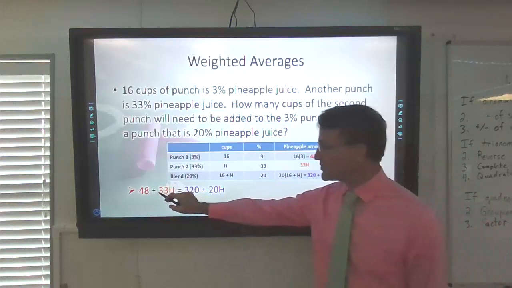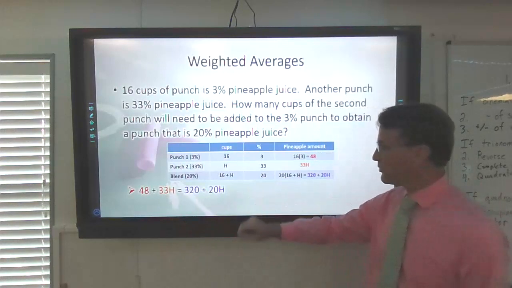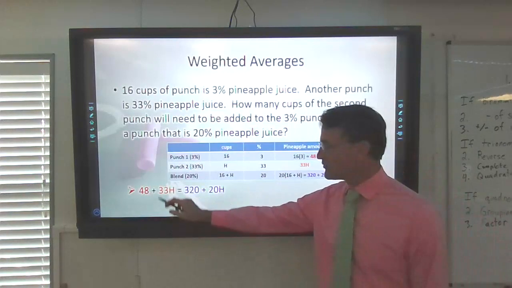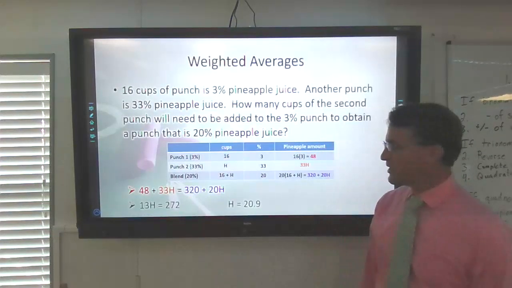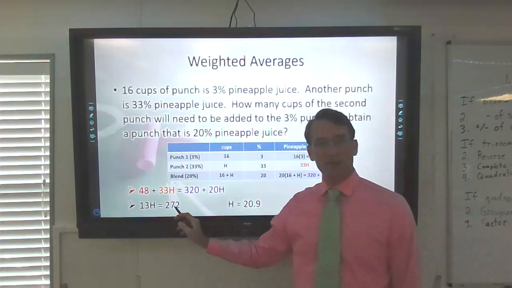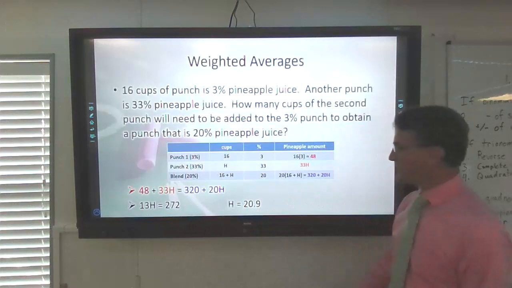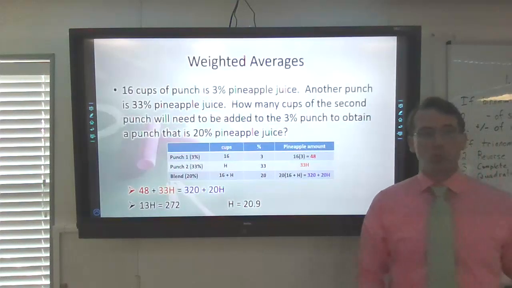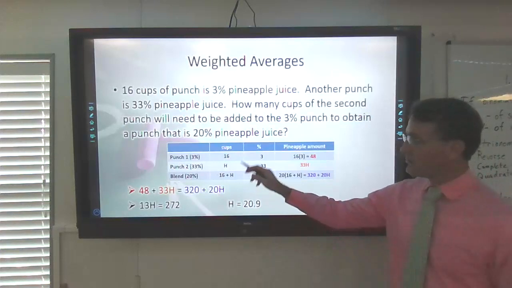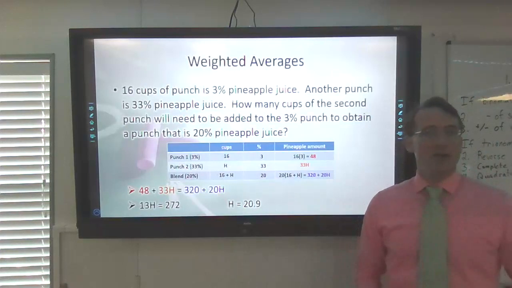I have 48 plus 33H is equal to 320 plus 20H. If I subtract 20H from both sides and 48 from both sides, I get 13H is equal to 272. Dividing both sides by 13 gives me 20.9. So they would need to add 20.9 ounces or cups of punch 2 in order to get the blend that they want.